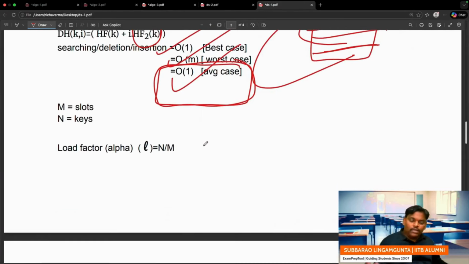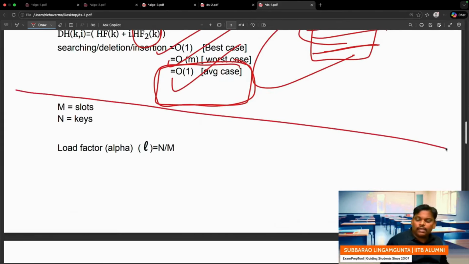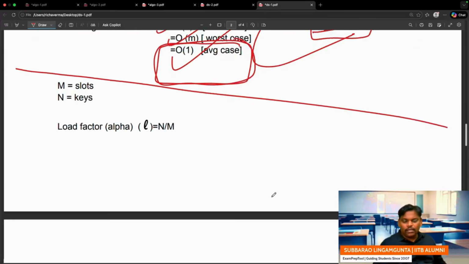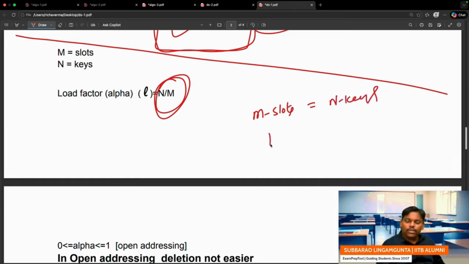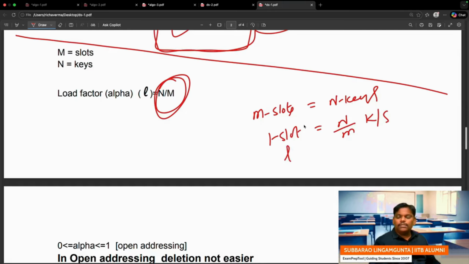Next, m slots are there and n keys are there. Load factor alpha is equal to n by m. Remember this formula: m slots, n keys. In m slots, you want to keep n keys. So in one slot, how many? It is going to be n by m keys per slot. This is called the load factor.